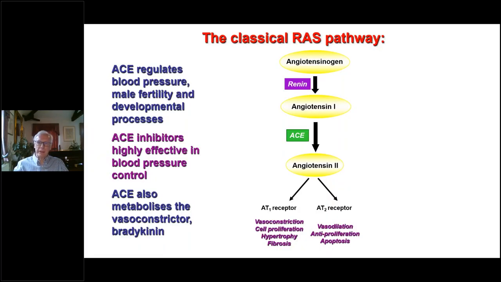Let me begin then and re-emphasize what Rhian has mentioned, that the classical renin-angiotensin system pathway we have known about for very many years now, in which the vasoactive peptide angiotensin 2 is produced from the protein angiotensinogen in two proteolytic steps, one by renin and followed by the action of angiotensin-converting enzyme. And Ang2 acts on its various receptors, producing its effects on the cardiovascular system. In this way, of course, ACE regulates blood pressure. Separately, the testicular form of ACE regulates male fertility, and ACE has other roles as well. And as you will appreciate, ACE inhibitors have been very effective in blood pressure control. But ACE also metabolizes other peptides, most notably bradykinin.